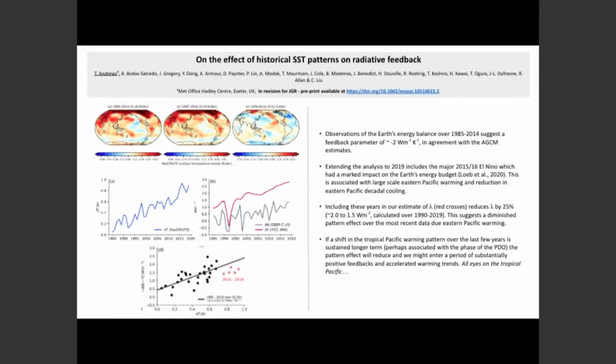So it's suggestive that the pattern effect may be waning in the most recent data, and we really need to know what's going on in the tropical Pacific, whether this is just an anomaly over the last few years, or whether it's going to be sustained into the future. Okay, that's all I have to say.